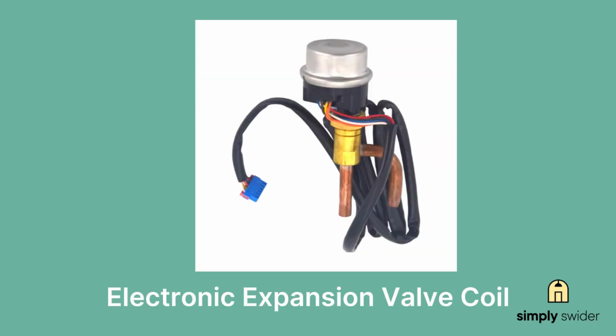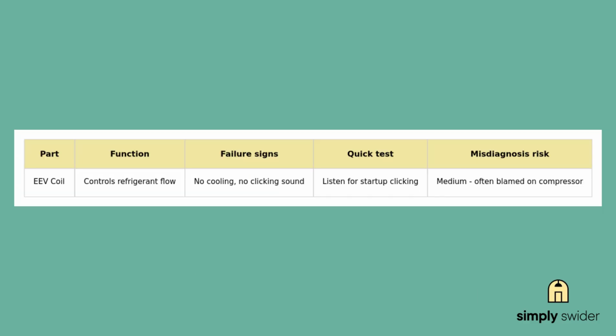The EEV coil is going to run you somewhere between 40 and 80 bucks, and it's actually pretty easy to replace if you're handy. This is the external part that clips onto the valve body. You don't need to cut into refrigerant lines or anything like that. It's basically a stepper motor coil that moves the valve internally. When this goes bad, you'll know because you won't hear that clicking sound during startup. Most of the time, it's just the coil that fails, not the entire valve assembly. Way cheaper than calling someone like me out to do a 15-minute job.